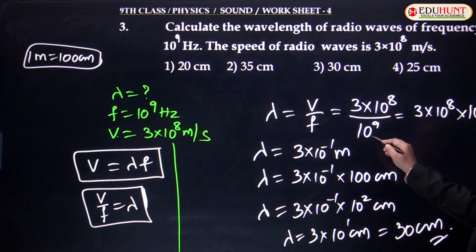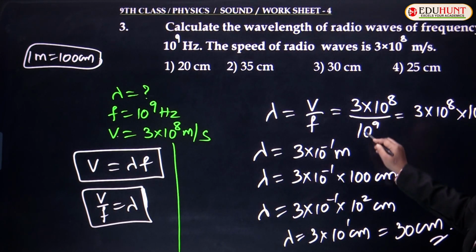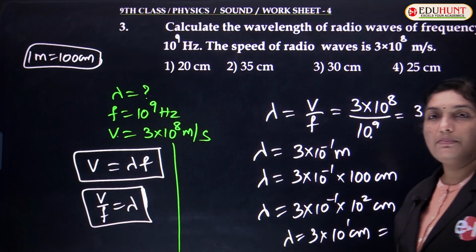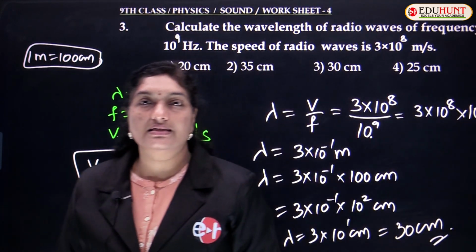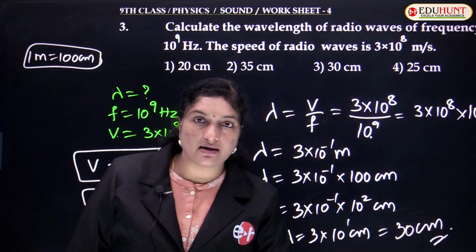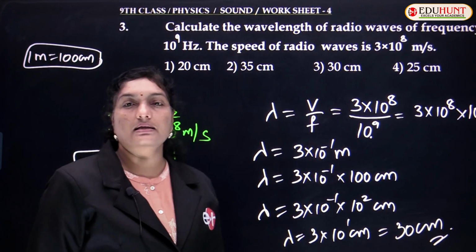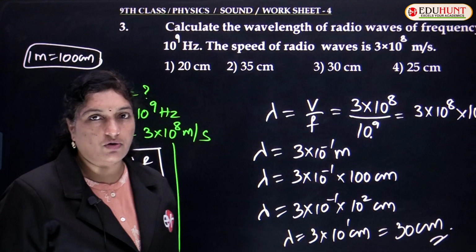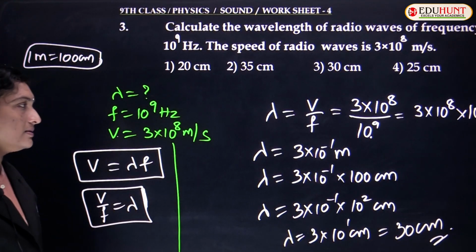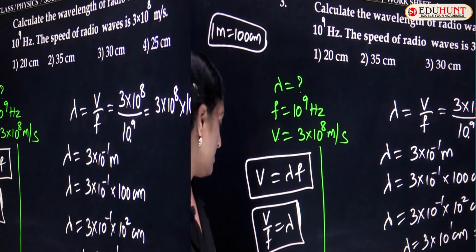Okay. Well, if you can't understand this, you simply cancel out 10 power 8. If this goes up, you'll be left over with the 10, 3 by 10 meters. If you want to convert in centimeters, multiply it with 100. Then 3 by 10 into 100, you'll be getting it as 30 centimeters. It's all up to you, whatever method you follow. Simplification is up to you.